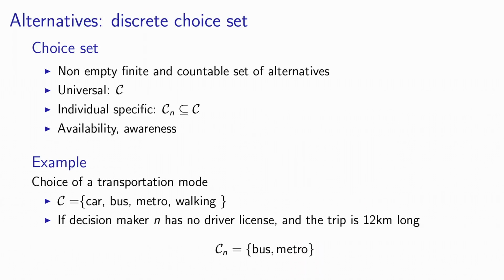So the assumption that we will make is that the choice set is a list of alternatives which is non-empty, finite, and countable. And we will discuss it later on, but we will make the difference between the universal choice set, which is the set of all alternatives which are relevant in the context of the model from the point of view of the analyst, but also each individual may be faced with a different choice set. So we will usually denote by capital C the universal choice set, and we will add an index n when we mean that this choice set Cn is associated to a specific individual.